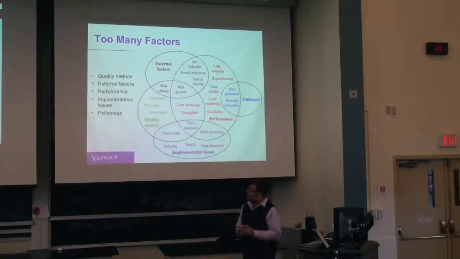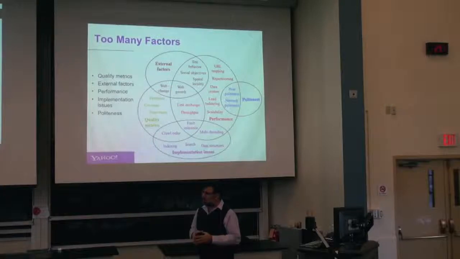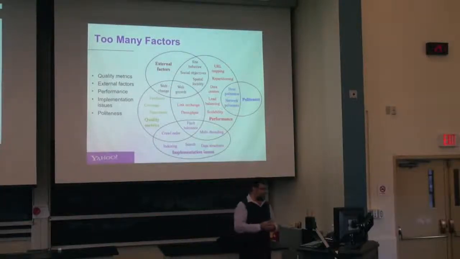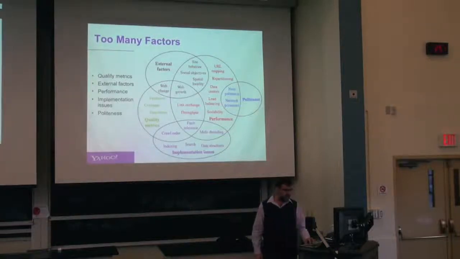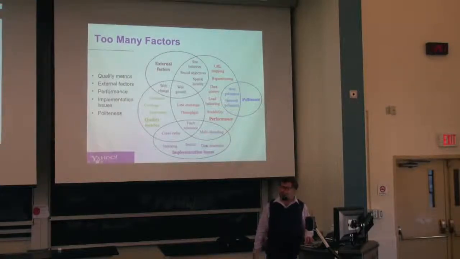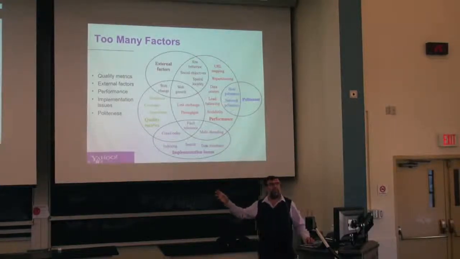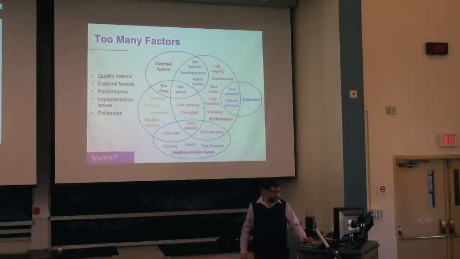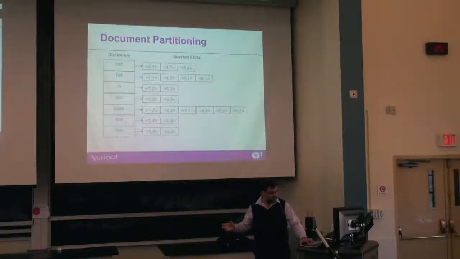But just to give you an idea of the external factors, crawling is the one that has the most external factors. So this is just to have an idea of how many different external factors we have. You have the external factors here, like web change, web growth, site behavior, spatial locality, and then you have all the things you have to worry about: quality, performance, politeness, you cannot go and attack websites, and implementation issues. So this is more or less the complexity of the problem of writing a good crawler. But I will skip all that.